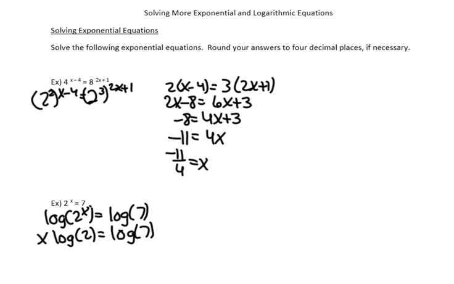Now it's just x times a number. Log 2, or the common log of 2, is just a number. Divide both sides by that. And you can easily put that into a calculator to get this.